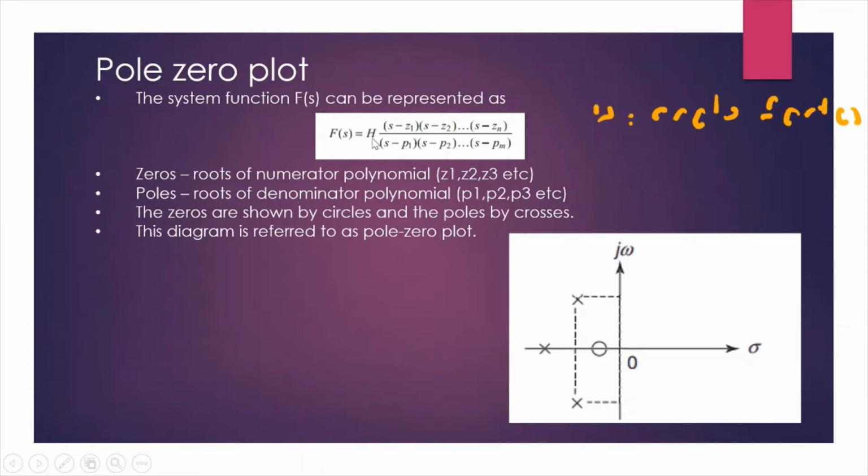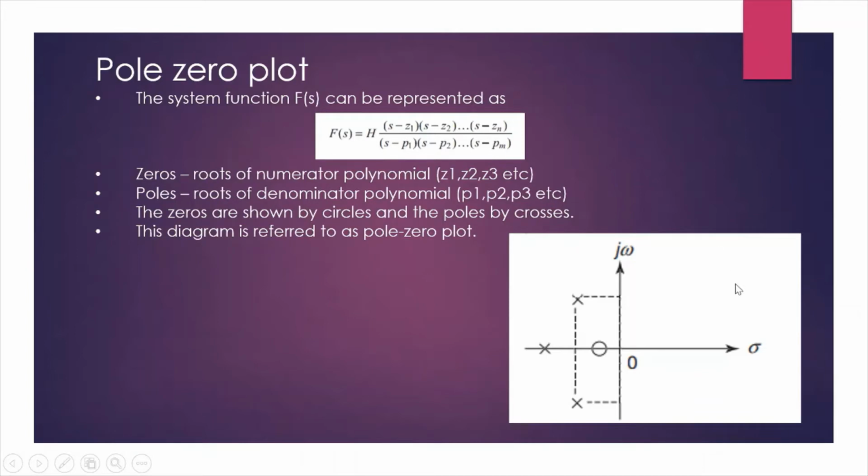So that is given by h, where h is called a scale factor, which is a number, and it will be a function of s. So it will have a numerator polynomial and a denominator polynomial, which is broken down into its roots, like you can see over here. The roots of the numerator polynomial are called zeros, which are represented by z1, z2, z3, etc. up till zn. And the roots of the denominator polynomial are called poles, which are represented by p1, p2, p3, etc.